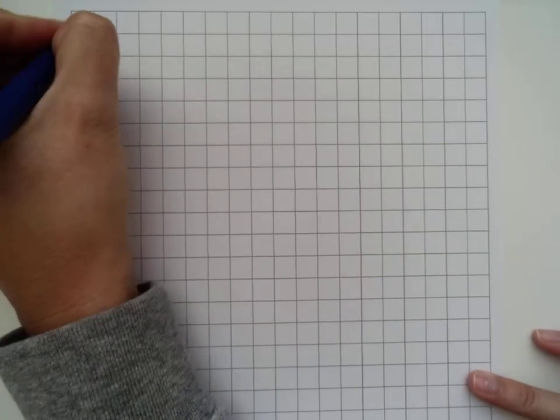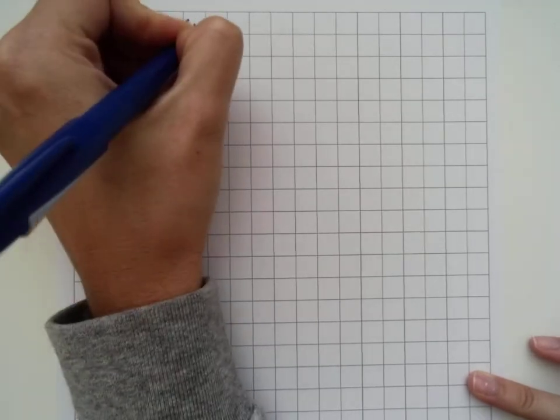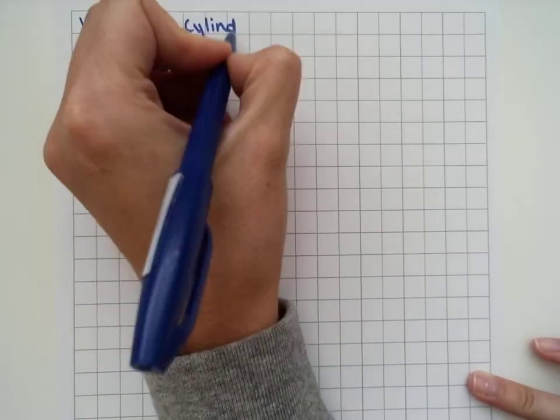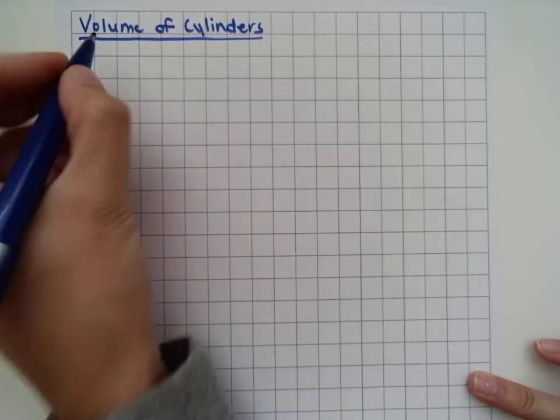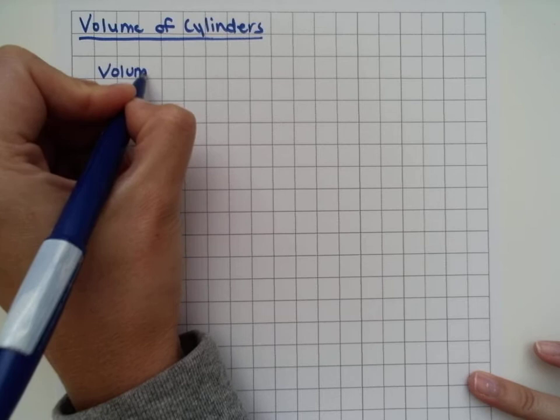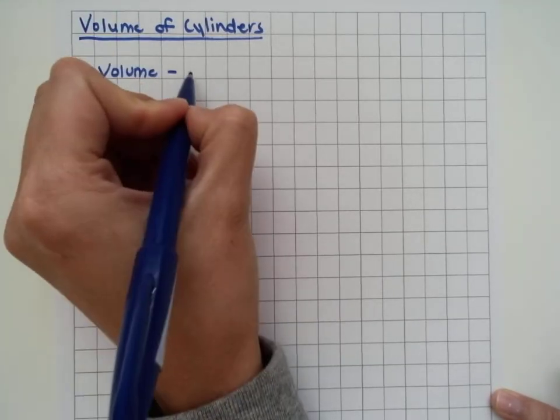Okay, so today we are going to be talking about volume and finding the volume of cylinders specifically. So volume of cylinders. So remember, volume is the amount of 3D space something takes up.